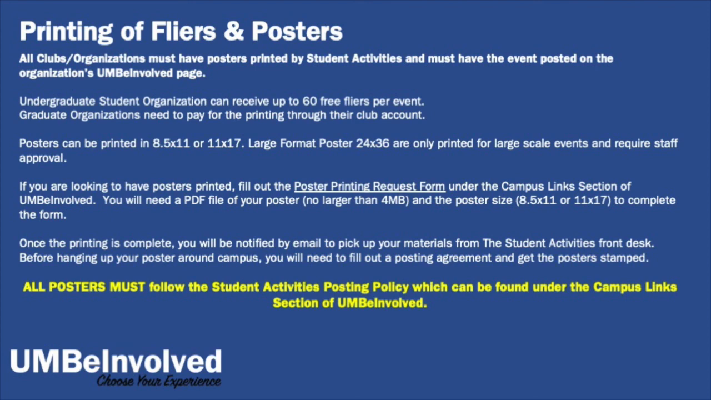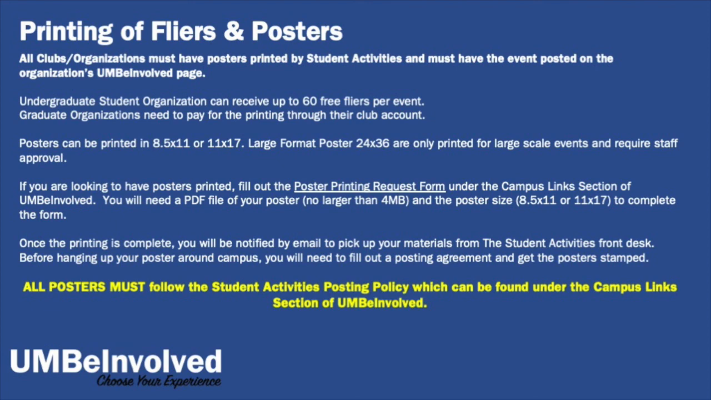Large format posters, which are 24 by 36, are only printed for large-scale events and require staff approval. If you are looking to have posters printed, fill out the poster printing request form under the Campus Links section of UMBeInvolved. You will need a PDF file of your poster, no larger than 4 megabytes, and the poster size, 8.5 by 11 or 11 by 17, to complete the form.